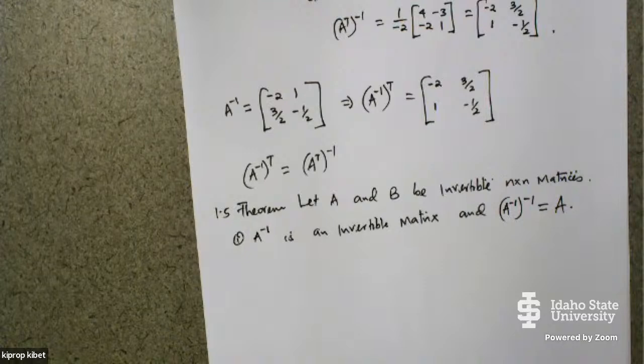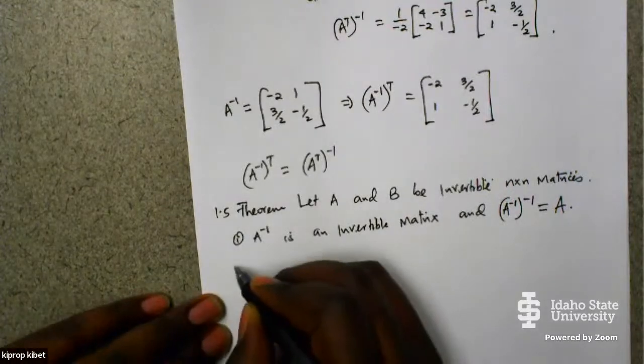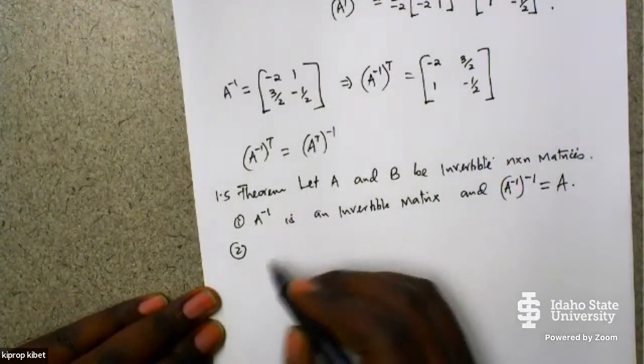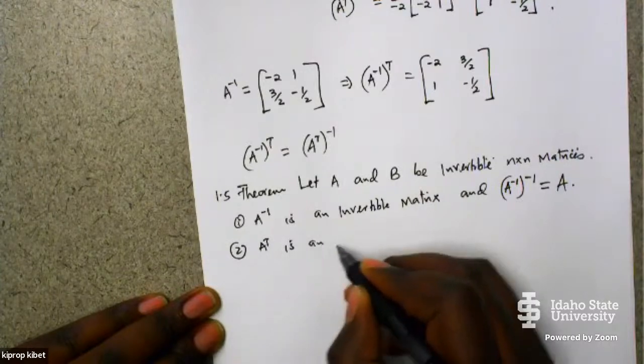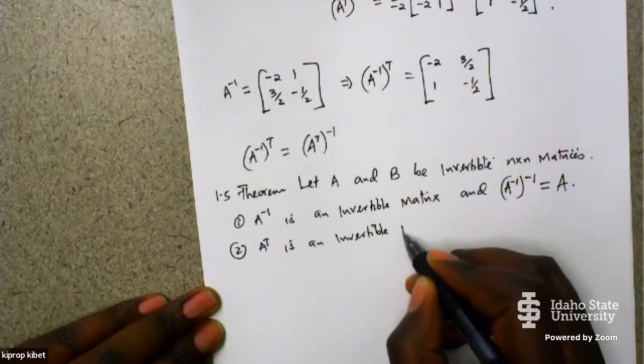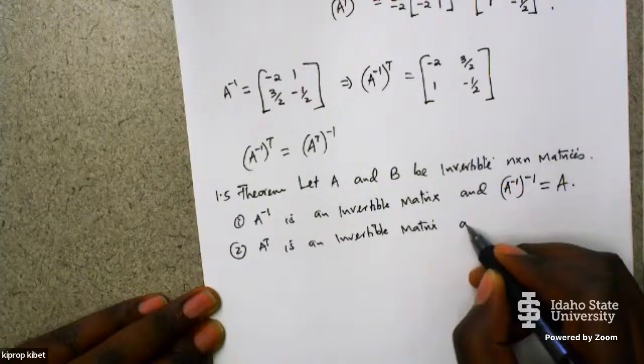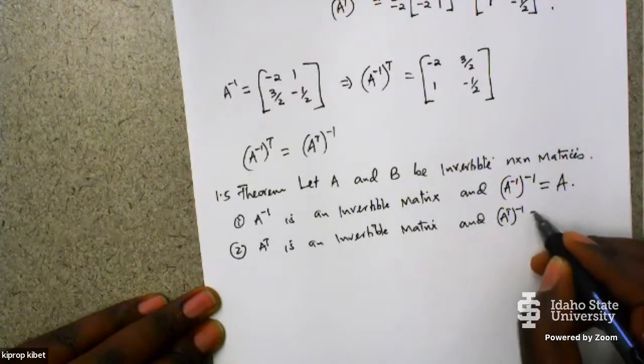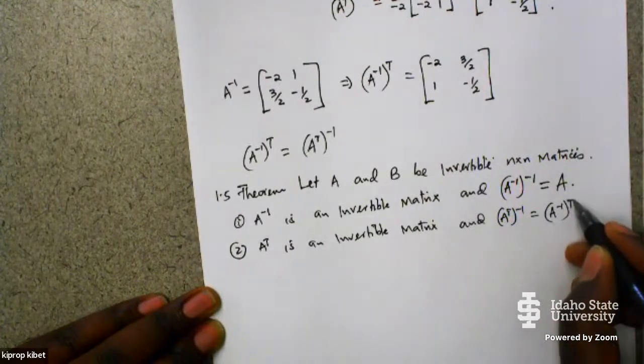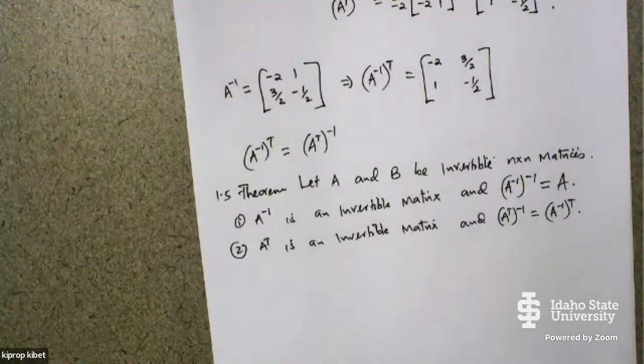To prove this is just the same as using the transpose. The proof is just similar. A inverse transpose is the same as A transpose inverse. Number two, A transpose is an invertible matrix, and A transpose inverse is the same as A inverse transpose. So that is what we can see from there.